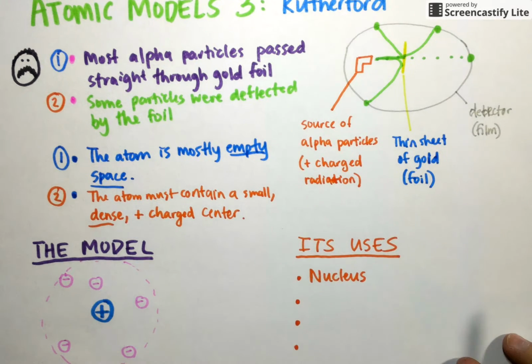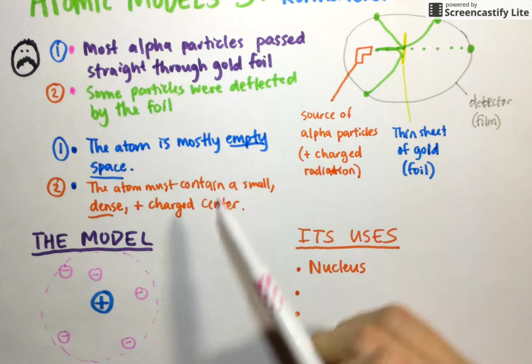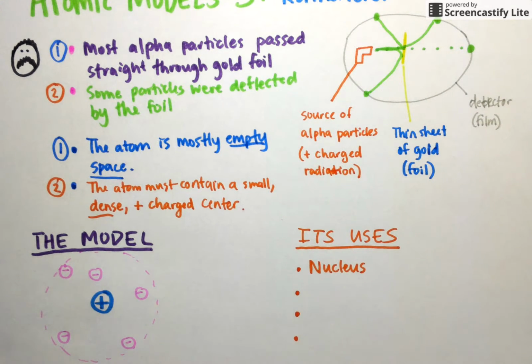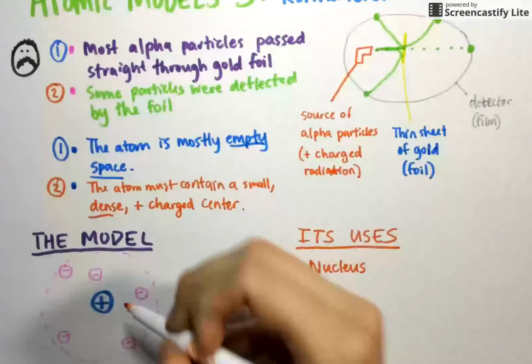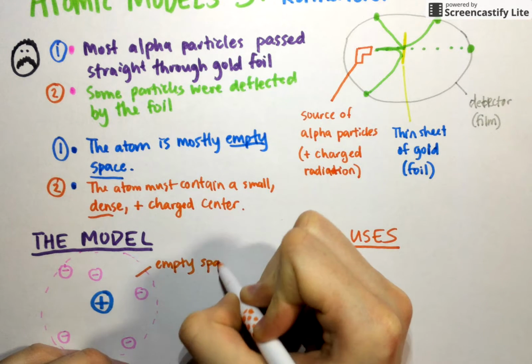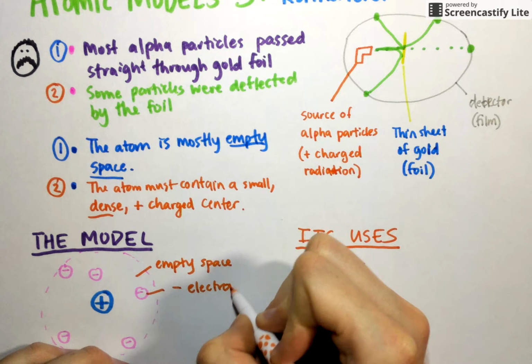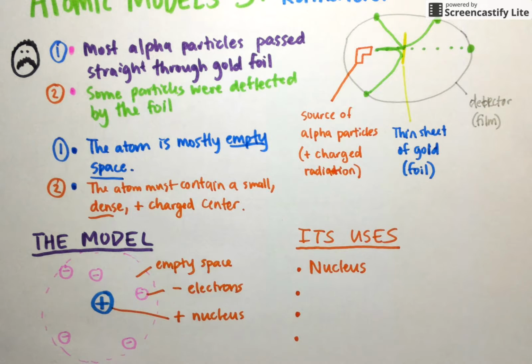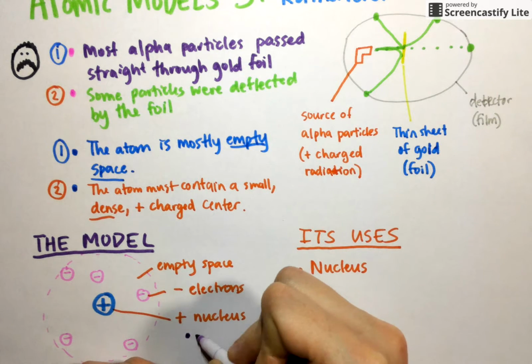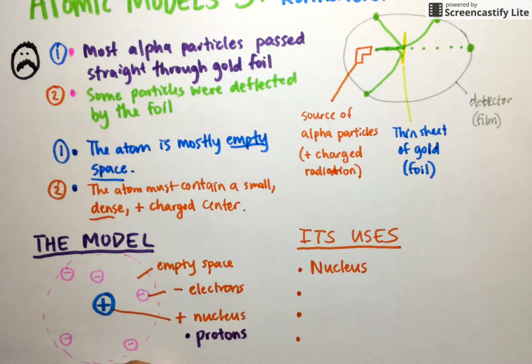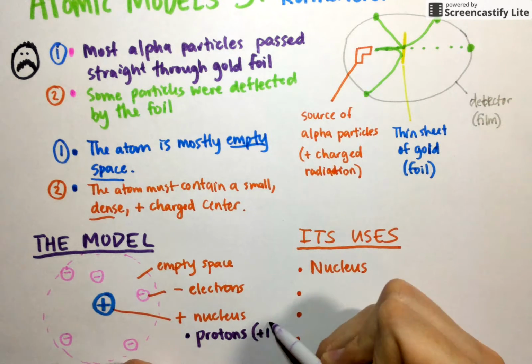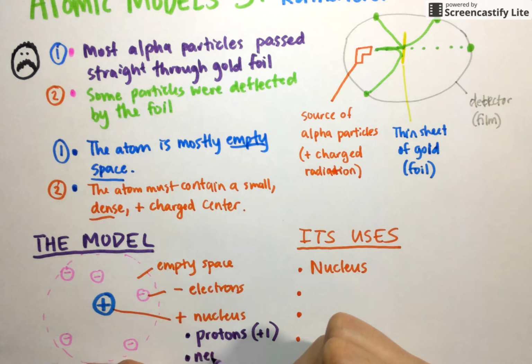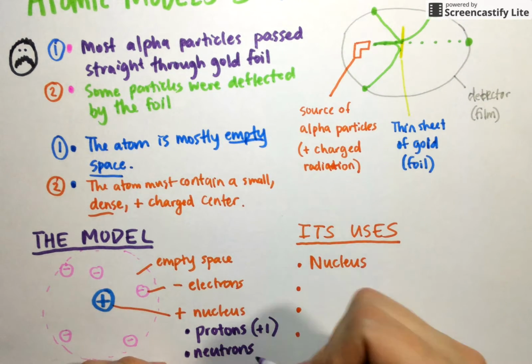And when he said empty space, he meant empty space, complete nothingness. And this conclusion came straight from his first observation. His second conclusion was a result of the second observation he made. He said that some particles were deflected by the foil. That means not the entire atom is going to be empty space. There must be something in there that these alpha particles can either bounce off of or be deflected by.